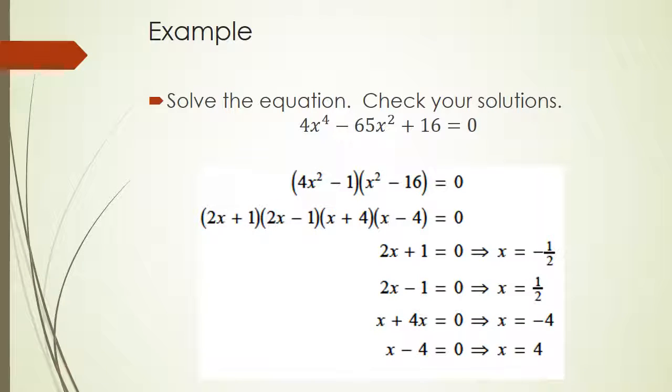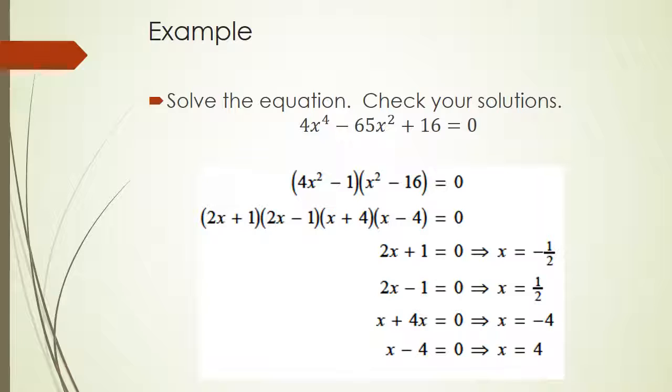So you can see what we've done here. Instead of 4x squared, we have 4x to the 4th. If it had been 4x squared, we would have made it 4x and x. But instead, since it's 4x to the 4th power, we use 4x squared and x squared. But we're really kind of treating it like we're factoring a quadratic.